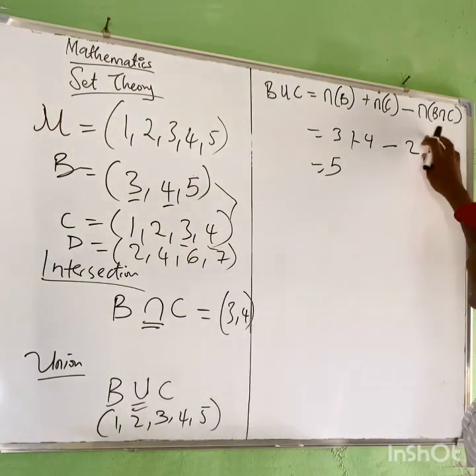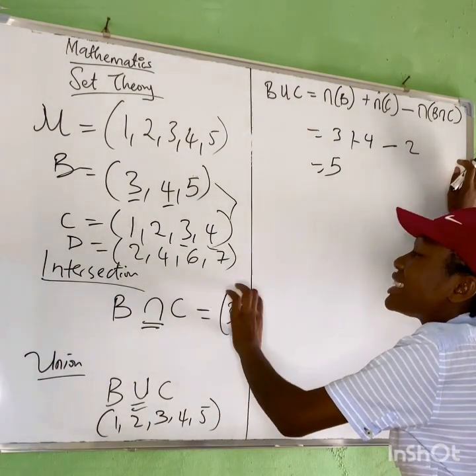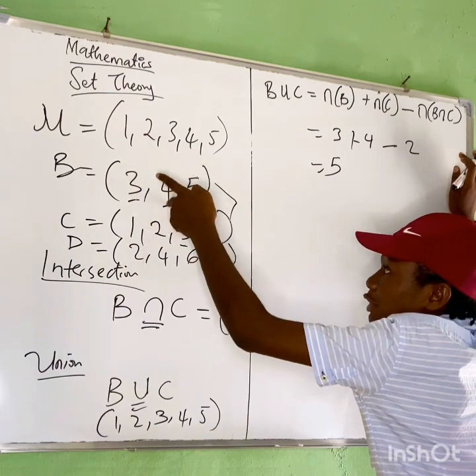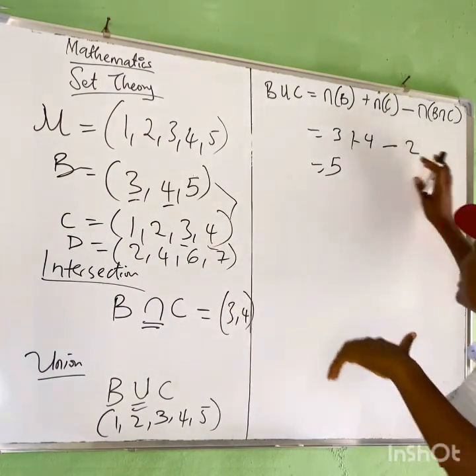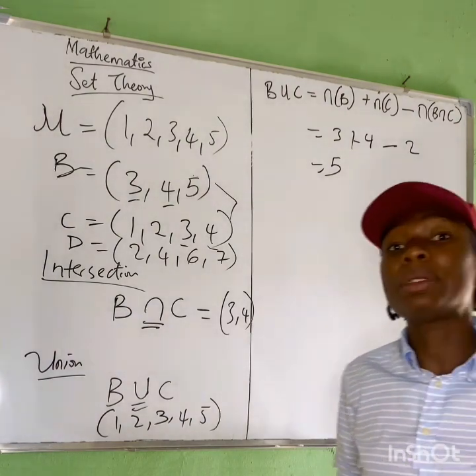Here we bring in our intersection so that we can subtract the similar items, all right? The similar items will be left with only one of each. If we subtract our 1, 3 and 4, we're left with another 3 and 4, right? So this is the format that works. With this, you can know that we are supposed to have 5 elements in our union.